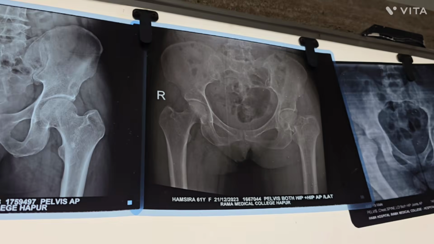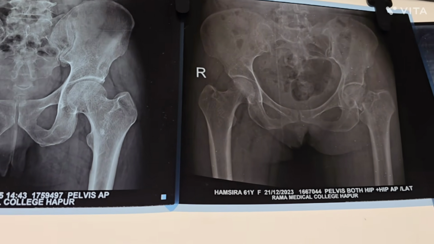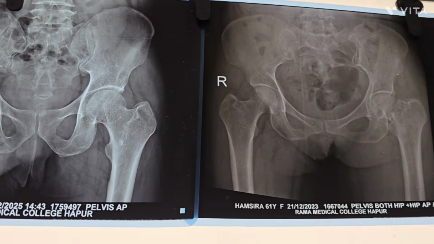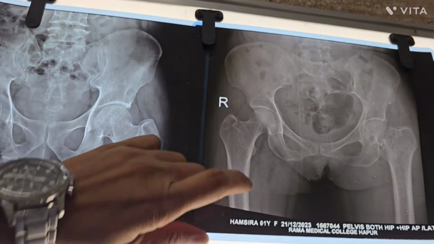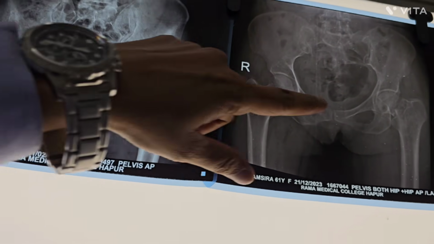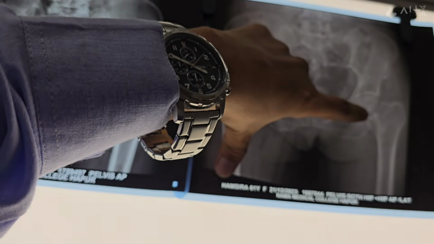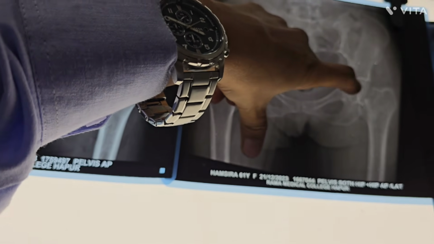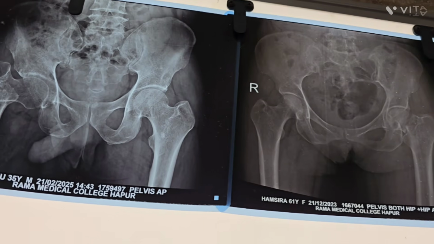If the patient is young, you can do fixation like CCS screw fixation. If the patient is older and not able to do all the work, you can do hemiarthroplasty or bipolar hemiarthroplasty. You can replace the head of the femur and do the bipolar hemiarthroplasty.